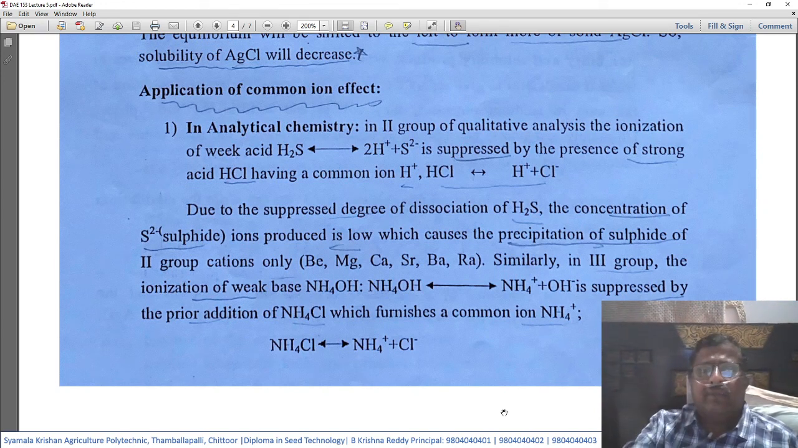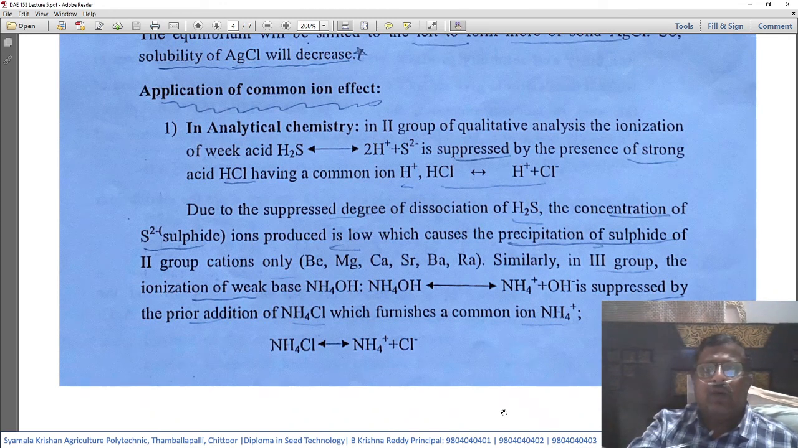Group 2 means, in the periodic table, the elements present in the vertical groups; these types of elements will be there. So in group 2 qualitative analysis, the ionization of weak acids, meaning H2S, hydrogen sulfide, which gives rise to 2H+ ions plus S2- ions, is suppressed by the presence of a strong acid, that is HCl, having a common ion H+.